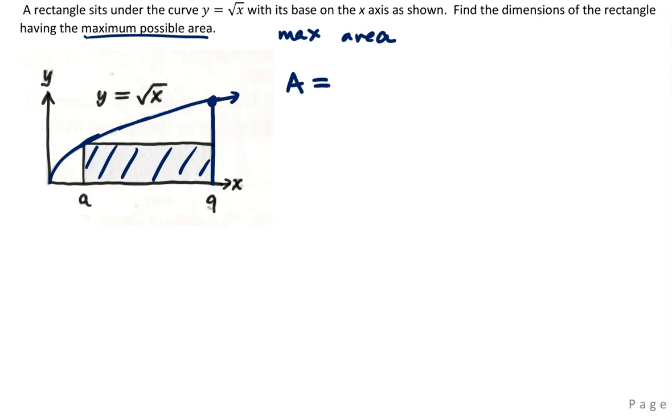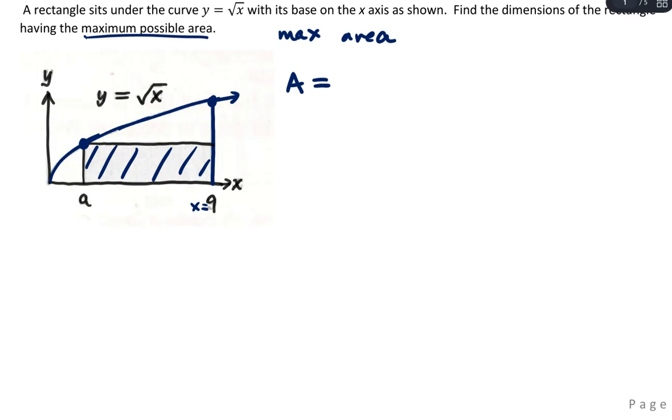The rectangle is going to be set under this curve so that its top left-hand corner always touches the curve y equals square root of x. That point can move. What can't move is the right-hand side of the rectangle. The right-hand side of the rectangle has to be at x equals 9. So the right side won't move, the left side will.